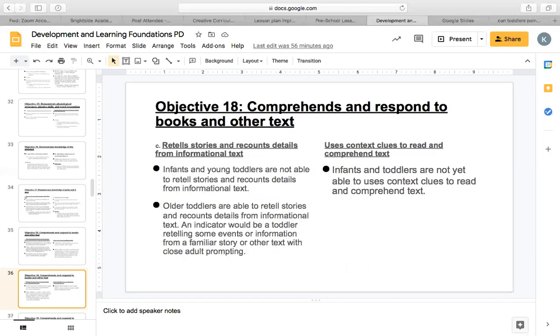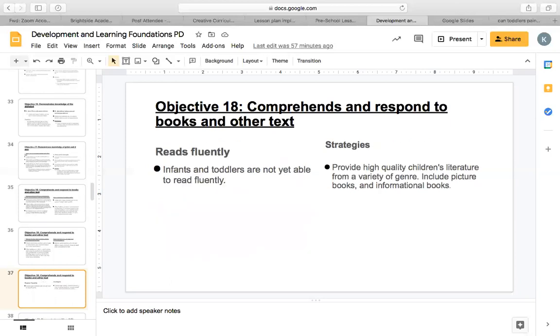Retells stories and recounts details from informational text. Infants and young toddlers are not able to retell stories and recount details from informational text. Older toddlers are able to retell stories and recount details from informational text. An indicator would be a toddler retelling some events or information from a familiar story or other text with close adult prompting. Uses context clues to read and comprehend text. Infants and toddlers are not yet able to use context clues to read and comprehend text.